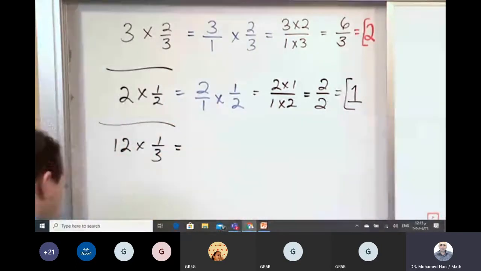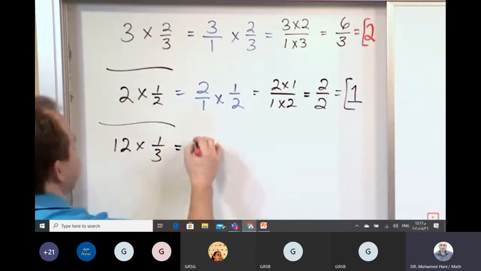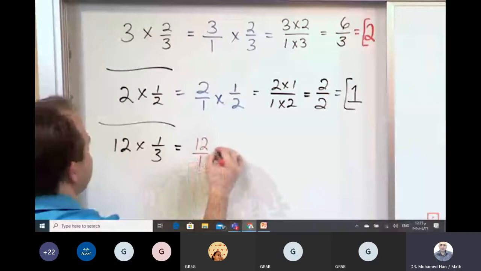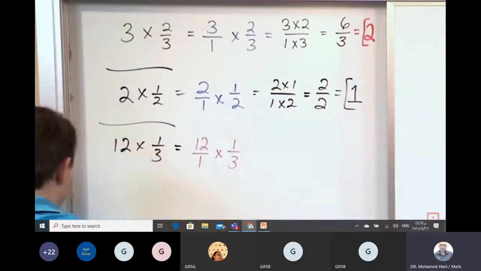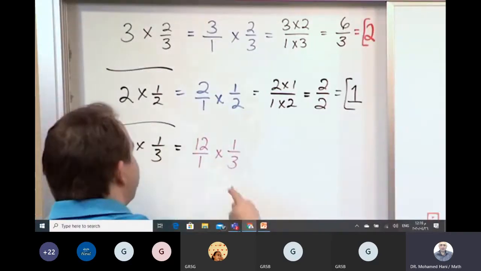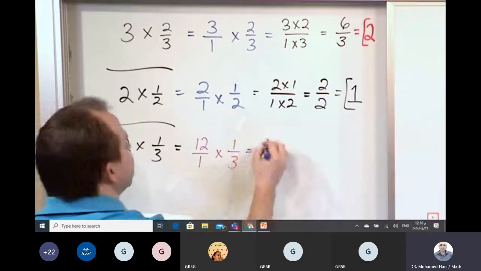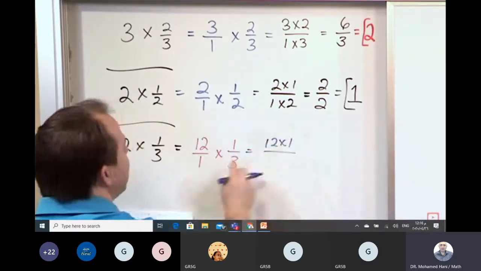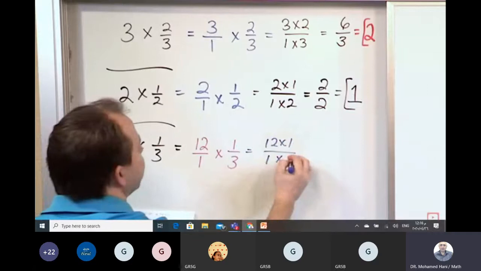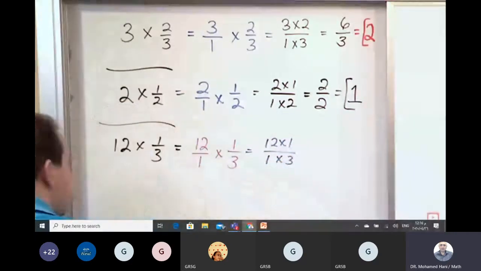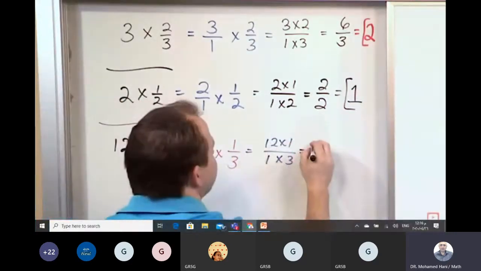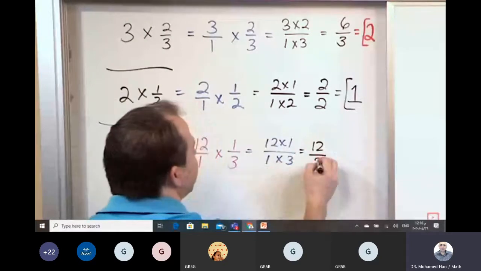12 times 1/3. Well, the first thing we want to do, we cannot multiply these unless we're multiplying 2 fractions. So we represent the 12 as 12 over 1. We're still multiplying by 1/3. All right, now up here, we end up with 12 times 1 on the top, and on the bottom, we end up with 1 times 3. And so on the top, 12 times 1 gives you 12. On the bottom, 1 times 3 gives you 3.